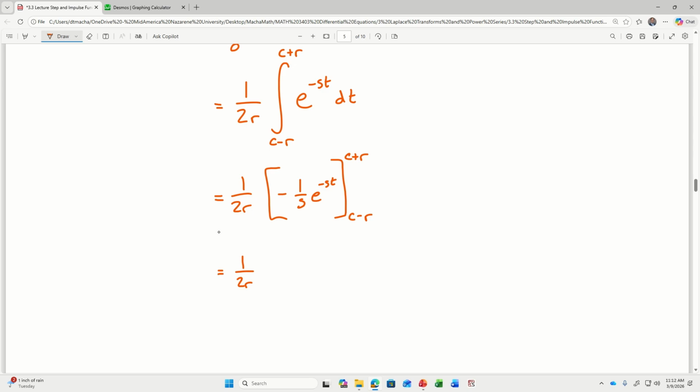And so I can pull out the 1 over s. And then with the minus sign thrown in there, it's like negative e to the negative st. Oh, except for t is now c plus r. So negative s, c plus r, minus negative e to the negative s, c minus r.